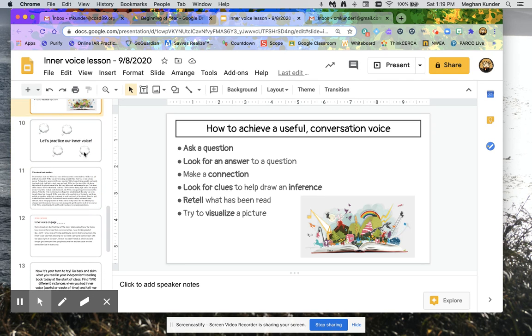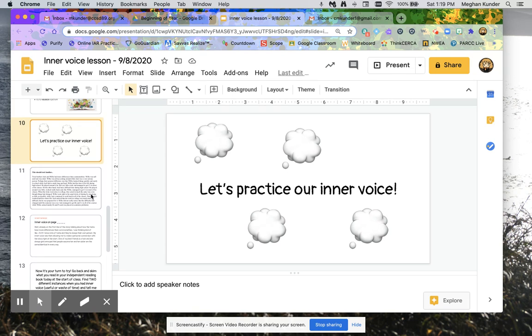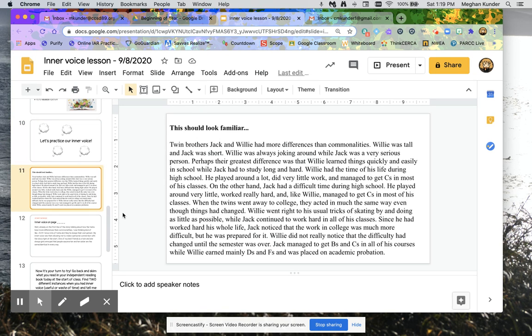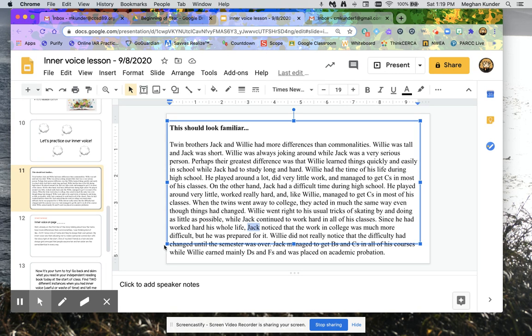So now we're actually going to practice our inner voice. Okay, I'm going to do a sample with you guys here. This is the text that you read on Friday about the twin brothers, Jack and Willie, who had more differences than commonalities. Willie was tall, Jack was short, etc. We learn that even though Jack was kind of a quote average student, he had to work harder at everything. The hard work paid off in the end, whereas Willie struggled because things had come easy to him and he didn't have a good work ethic, okay?